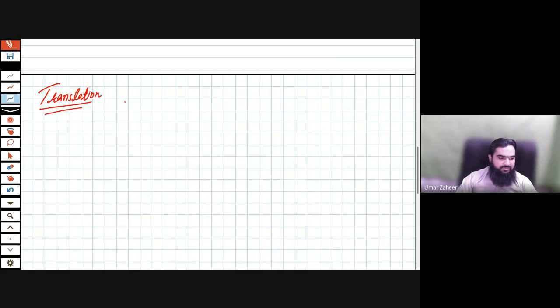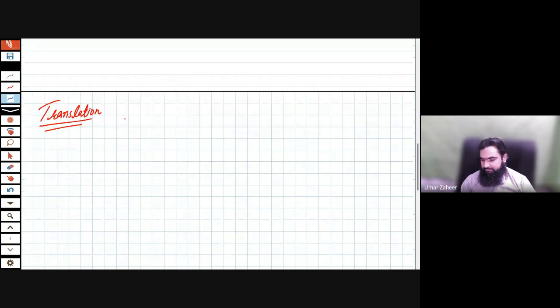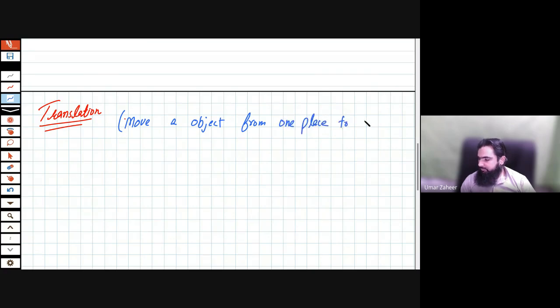I just told you the translation. The translation is you have to move the object from one place to another place. In short, you have to say: move an object from one place to another, without any rotation, without doing anything. Exactly, you have to move it from one place to another place. You don't have to do anything with the object.